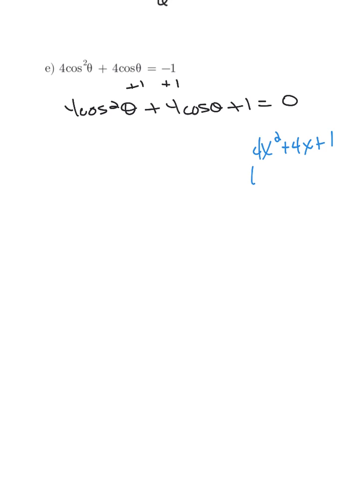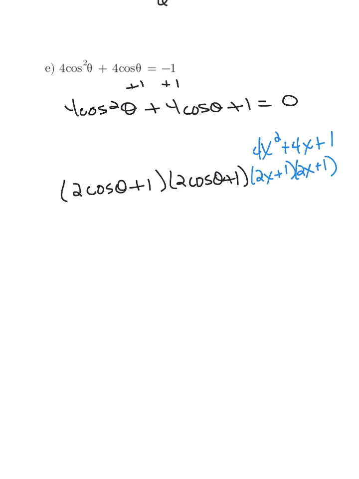So think about that. What makes 4x squared? 2x and 2x. What makes 1? 1 and 1. And since everything is positive, the whole thing would have to be positive. You can always check yourself by doing the multiplication, doing the FOIL. So this problem will factor into 2 cosine theta plus 1 times 2 cosine theta plus 1.